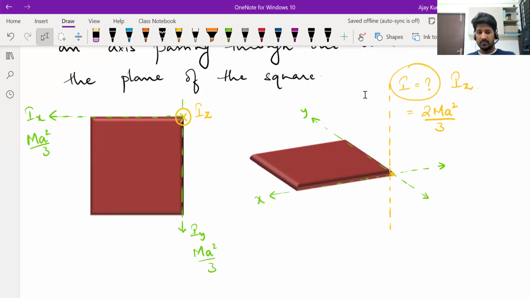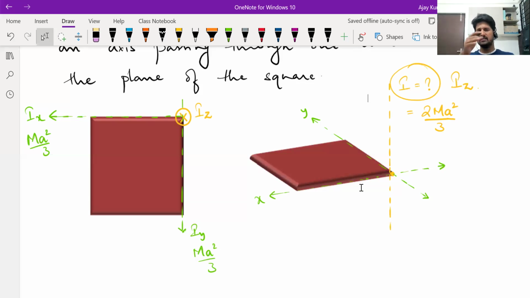And how is it oriented? Passing through the corner? Perpendicular to the plane of the square. Okay. So since the axis is perpendicular to the plane of the square, it should automatically give you a thought that maybe the perpendicular axis theorem is applicable. What you are asked to calculate is the moment of inertia about the z-axis, Iz. And you know Iz will be Ix plus Iy.